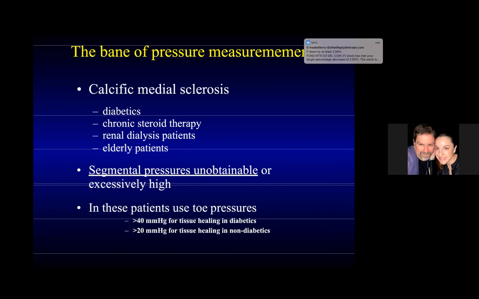You won't be able to compress that vessel. You won't be able to make that Doppler signal disappear when you're compressing the vessel, okay? That happens in diabetes, chronic steroid therapy, renal dialysis patients. And the reason why renal dialysis patients have this condition, do you guys know why? Why do you guys think that renal dialysis patients, and it's not just because their diabetes led to renal dialysis, right, to dialysis, or their hypertension led to dialysis? A ver, who can I pick on?